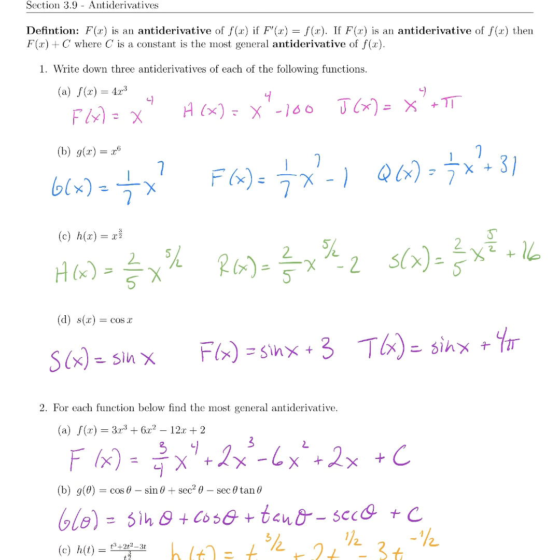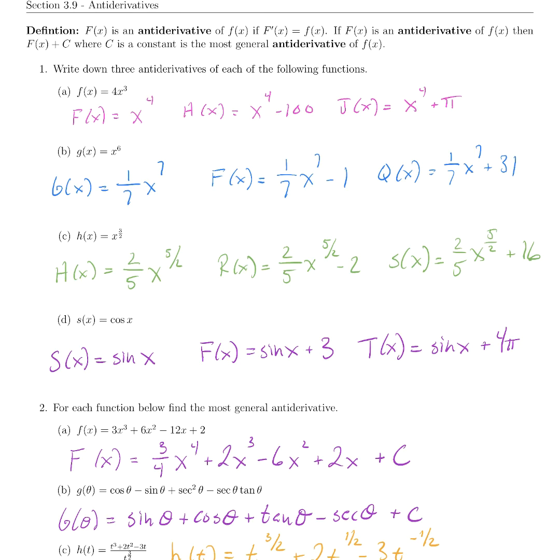So the antiderivative of 4x cubed, let's see, we raise x to 1 more power, the fourth, but we divide by 4. So we just get x to the fourth. So one antiderivative is x to the fourth. Or we could look at x to the fourth minus 100 or x to the fourth plus pi. Any constant could fill in there. Those aren't the only 3 right answers.